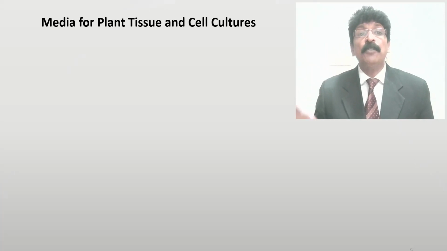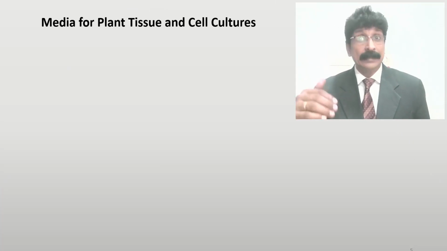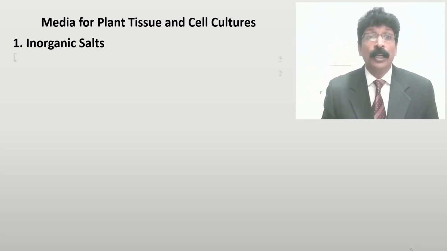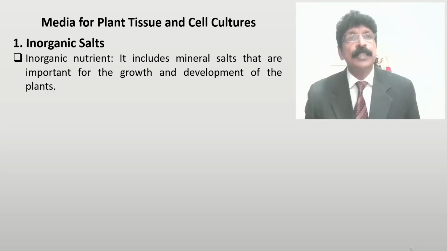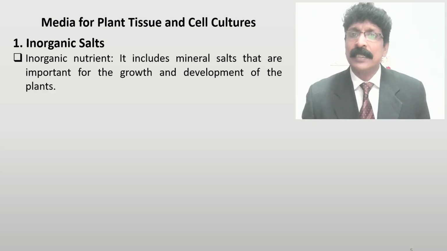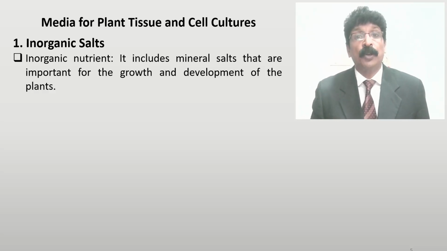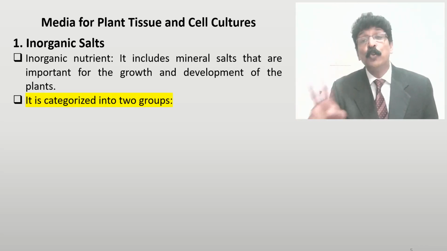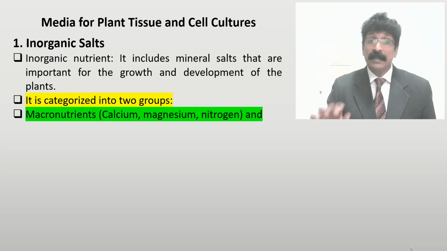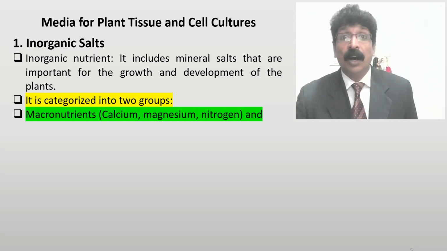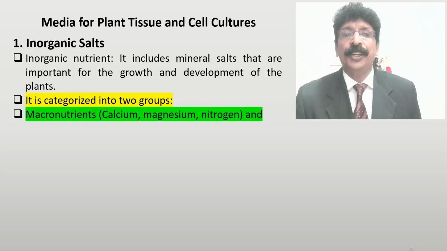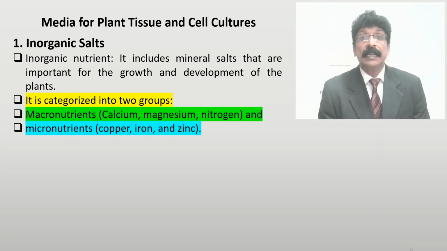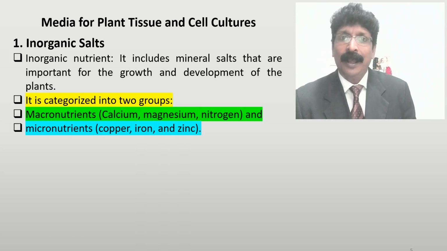When we come to the media of the plant and cell culture, we can talk about number 1, inorganic salts. Inorganic nutrients include mineral salts that are important for the growth and development of plants. It is categorized into 2 groups: macronutrients like calcium, magnesium, and nitrogen, and micronutrients like copper, iron, and zinc.